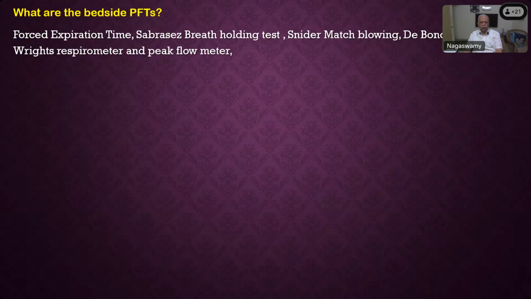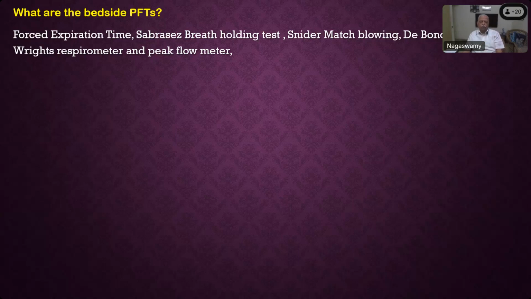Then the Sabrasez breath holding test. What is the advantage of that? What is the other inference you get from doing this test, apart from effort tolerance? Cardiopulmonary reserve. Very good. It indicates cardiopulmonary reserve. How does it show the cardiopulmonary reserve? When you ask the patient to hold the breath, what happens?